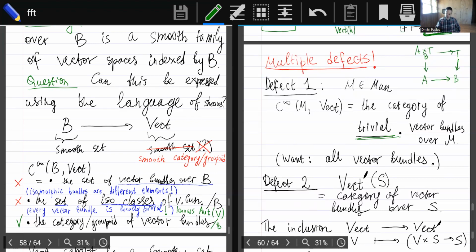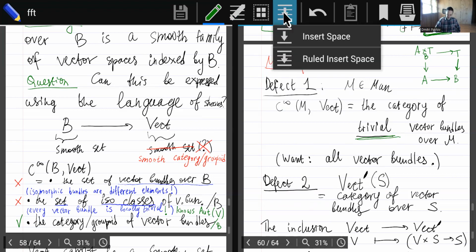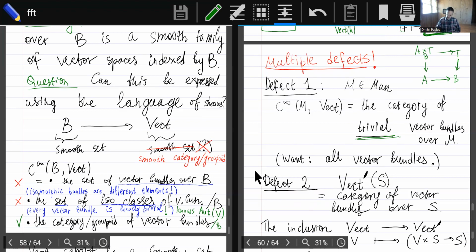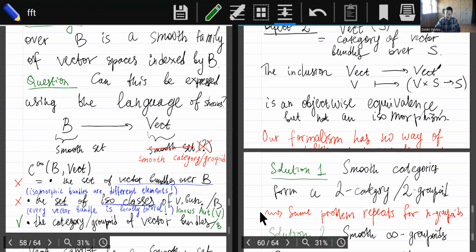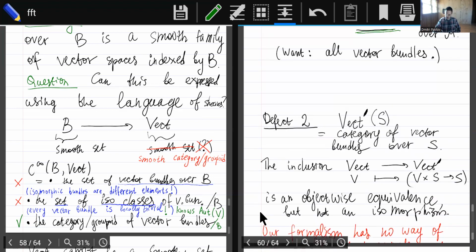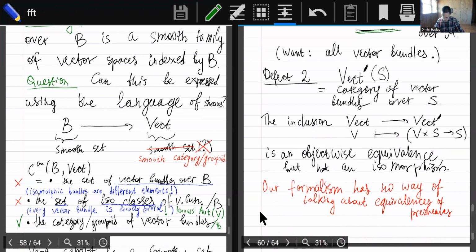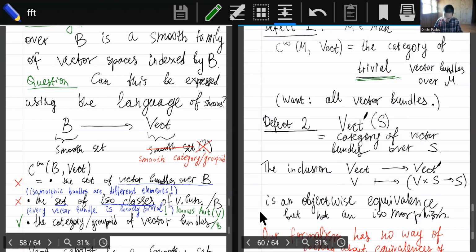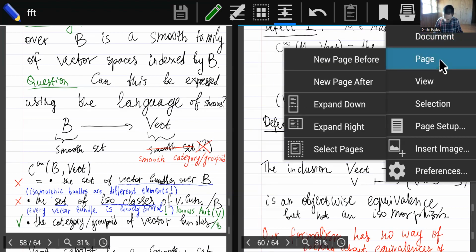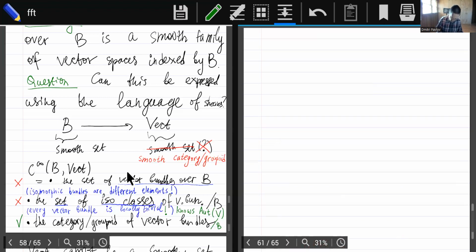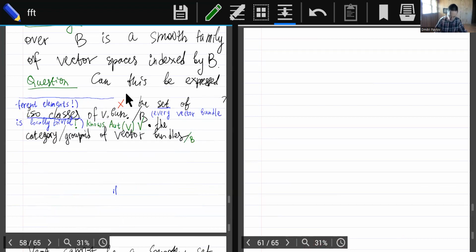Let me in fact insert some lines here, and I will add a few more details. Oops. How do I insert a whole page? Yeah, let me just insert a new page. Oops.